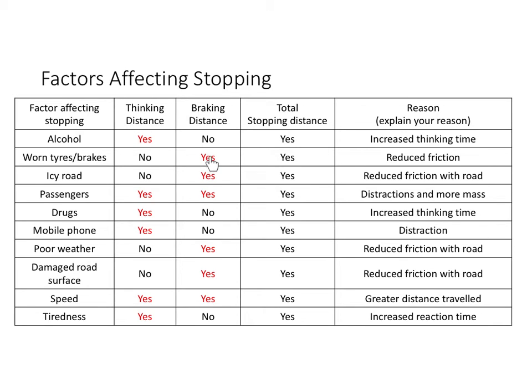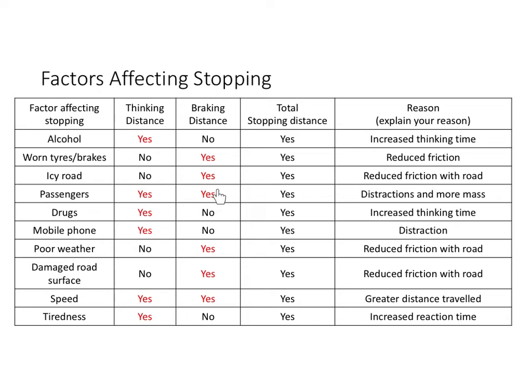For those that affect braking distance, it's important to say it reduces friction. So worn tyres or worn brakes, or tyres and brakes in bad conditions, increase the braking distance because of reduced friction. Here we can say icy roads reduce friction with the road. You can't just say weather. We need to say the road is icier or in a poorer condition, a damaged road surface, poor weather. Reduce friction with the road.